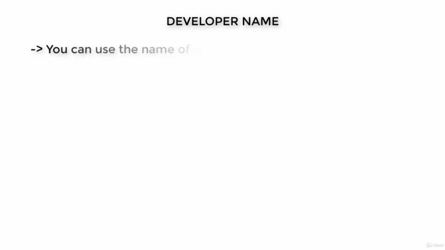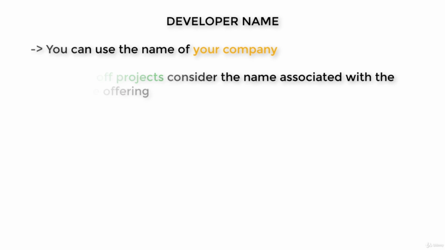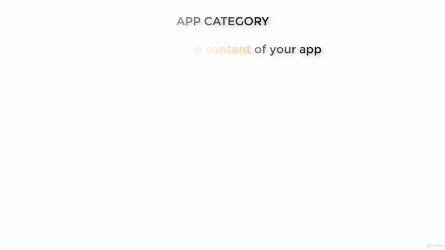As a developer name, you can use the name of your company, or if it's a one-off project, you can consider the name that is associated with the app you are offering, something like photo dev in our case. App category should be chosen according to the content of your app. In our case it will be photography, so no surprise there.